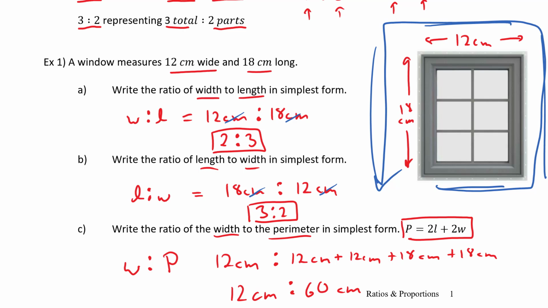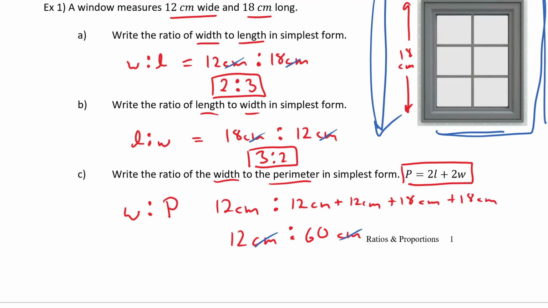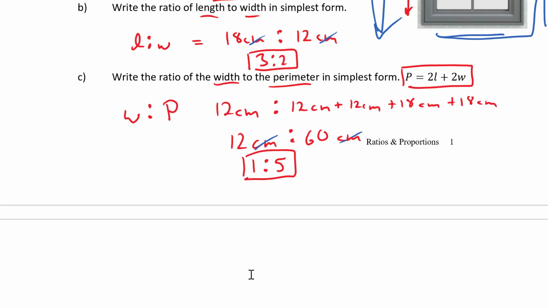Again, we have the same units. They can cancel out. We can now simplify that. How many times does 12 go into 60? It goes in 5 times equally. So now we have a ratio of 1 to 5. So the ratio of the width of the window to the perimeter of the window is 1 to 5. Again, we have to define which each of those numbers are. If we don't, there can be a lot of confusion.